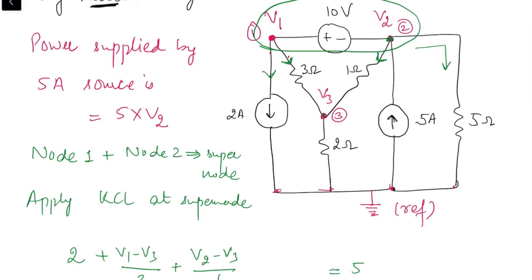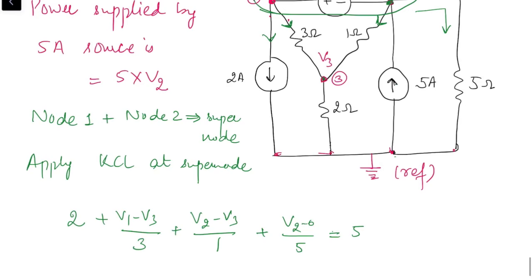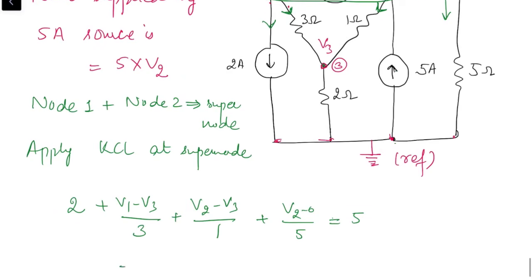Then the current in this branch I'm again considering as outgoing, so it's (V2 minus 0)/5 plus (V2 minus 0)/5. When we solve this equation, we have 5V1 plus 18V2 minus 20V3 equal to 45. This is the first equation.